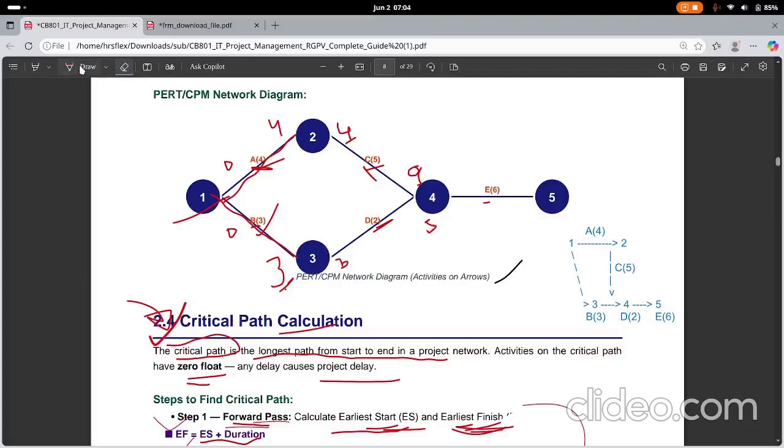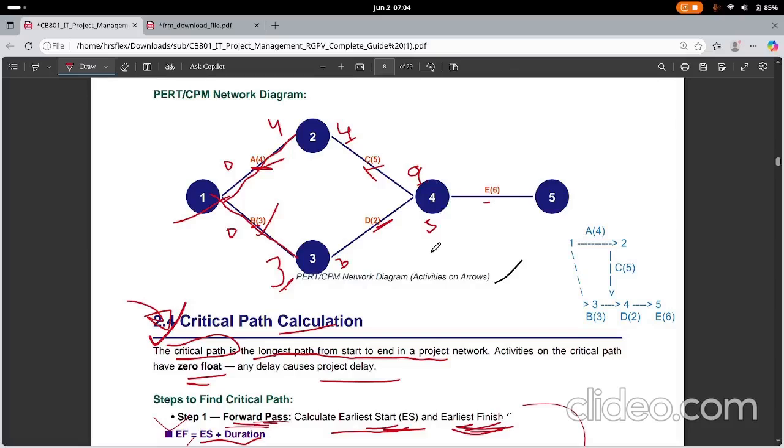Now what will be the earliest start of E? We are discussing about the forward pass, हाँ, याद रखना. What will be the earliest start of E? So यहाँ पर E is being made from 9 and 5. So we need to take the maximum.